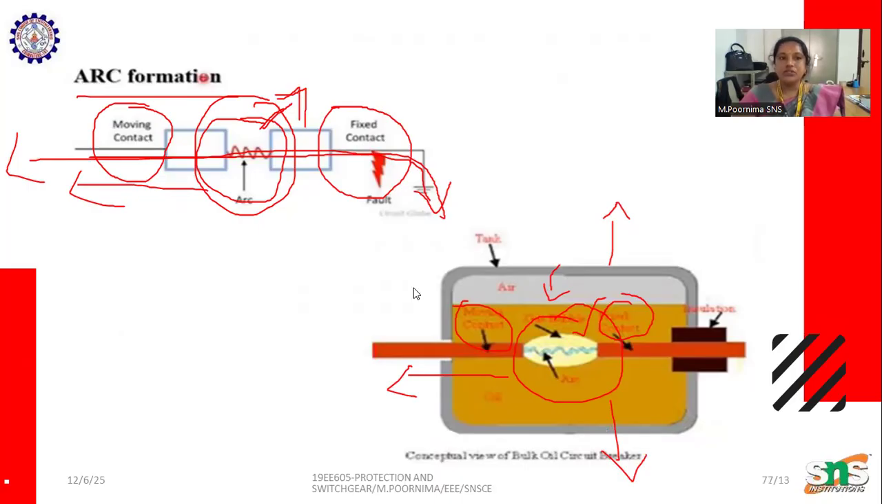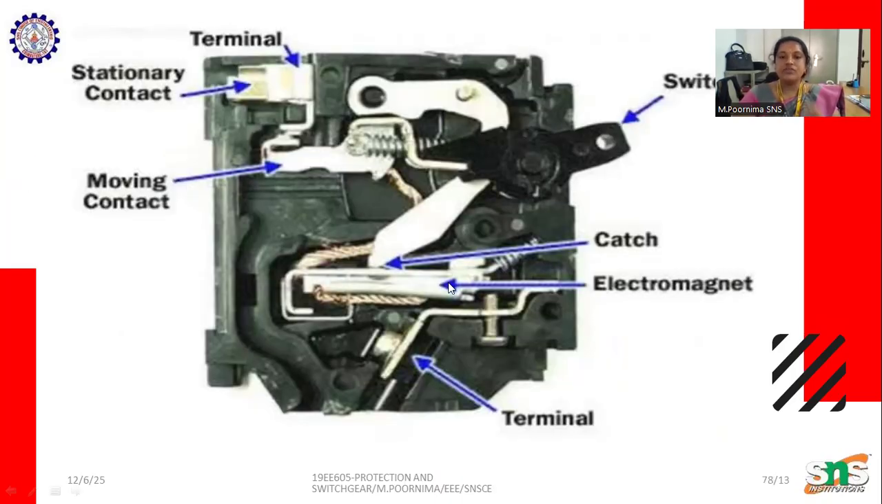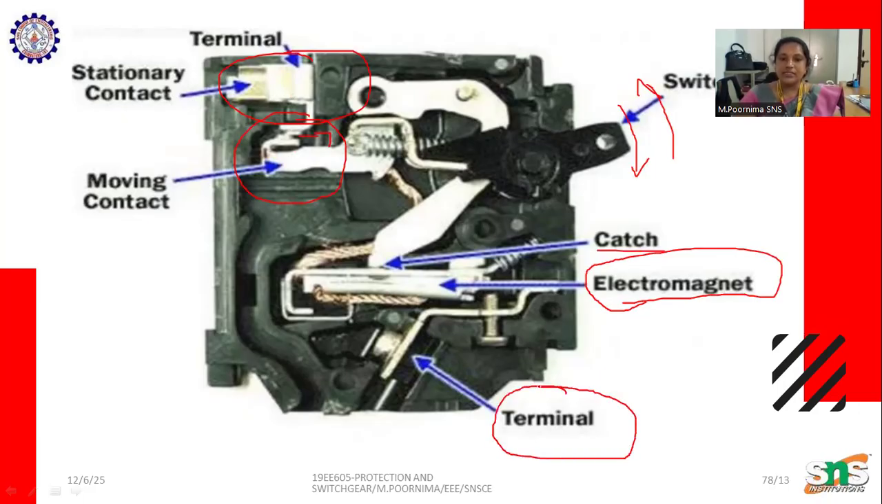Now coming to the basic structure of a circuit breaker. Here we have a stationary contact, and this is a moving contact. Here the arc is produced. This is the MCB switch for on and off. Here we have a catch, and an electromagnet which pulls back to its original position. Here we have terminals. These are the paths inside the circuit breaker.